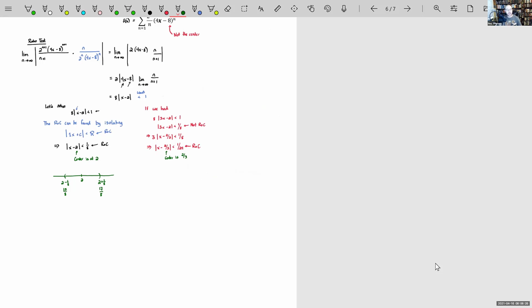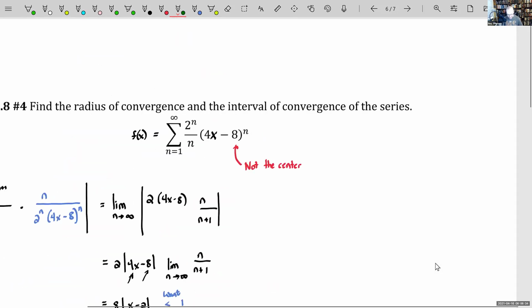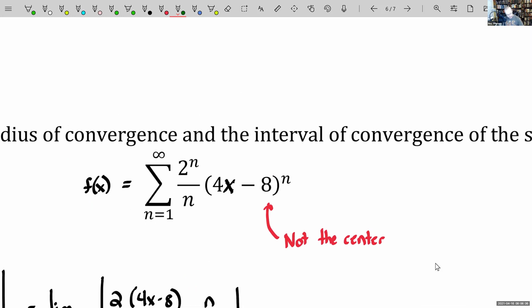And no, Veronica is asking, is the center always positive? Great question. No, it is not. So I'm going to put this in blue right here, and I'll just repeat that question. Is the center always positive?